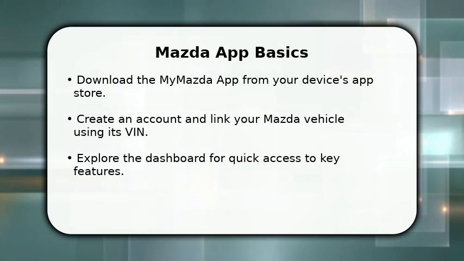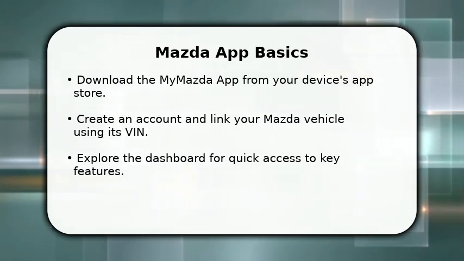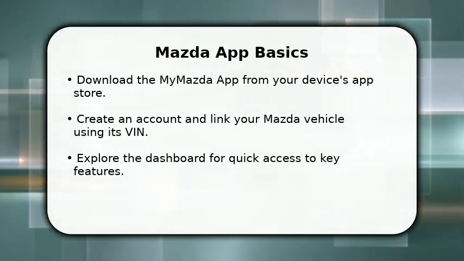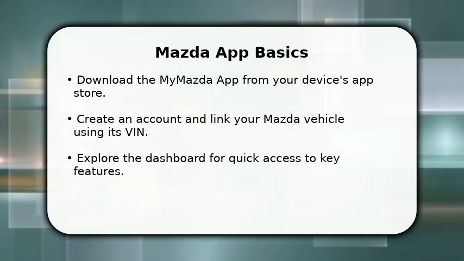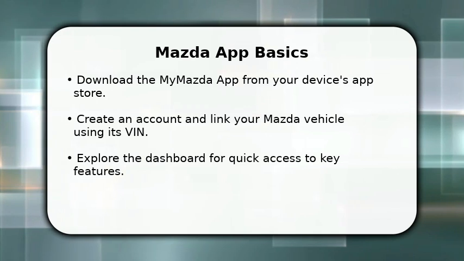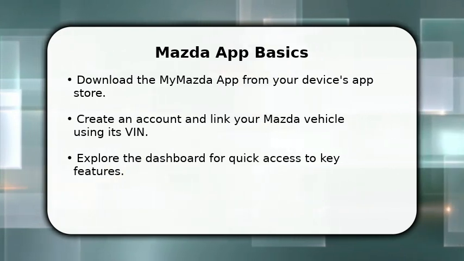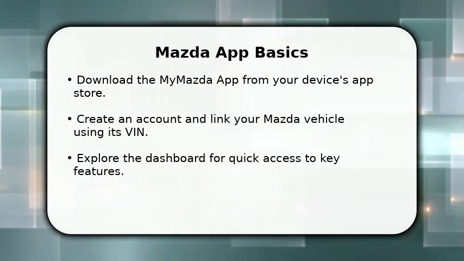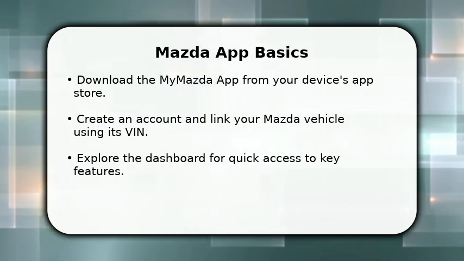In this video, I will explain how to use the Mazda app. First, download the My Mazda app from your phone's app store. Once installed, open it and create your account. You'll need to link your Mazda vehicle by entering its vehicle identification number, or VIN, which is usually found on your dashboard or door jamb.